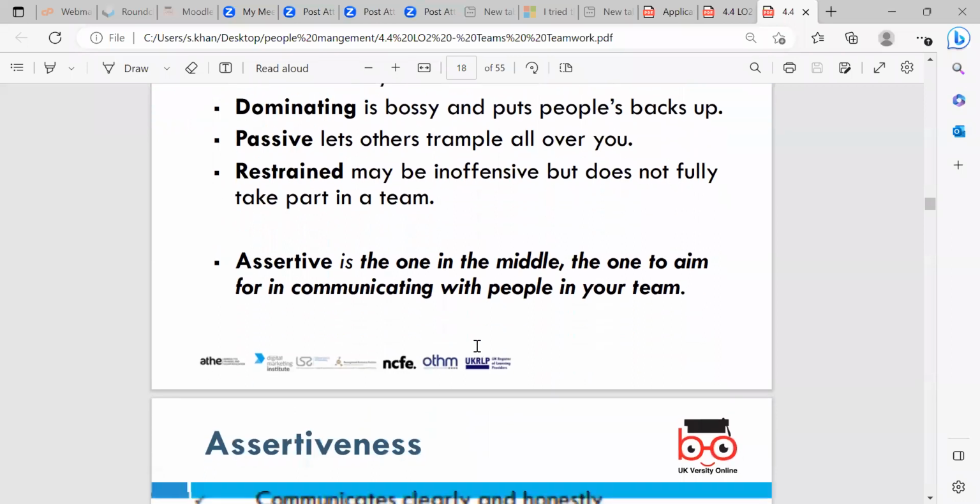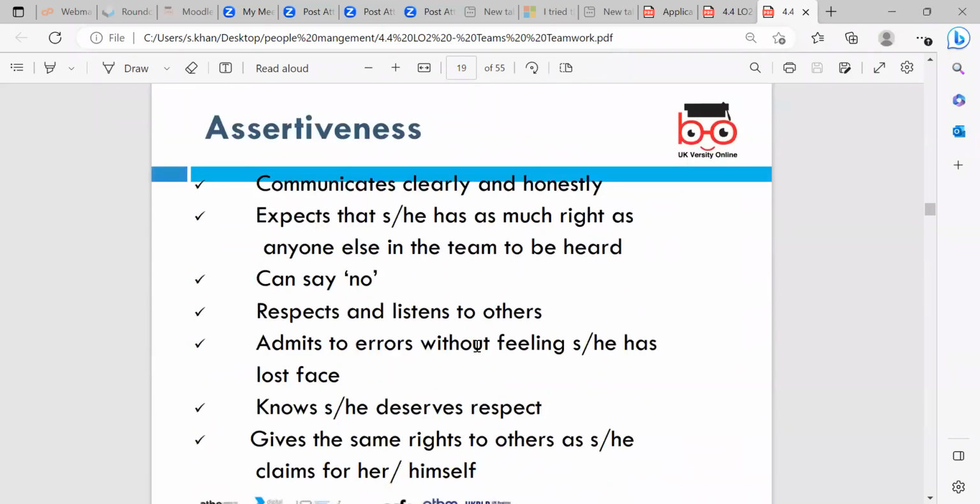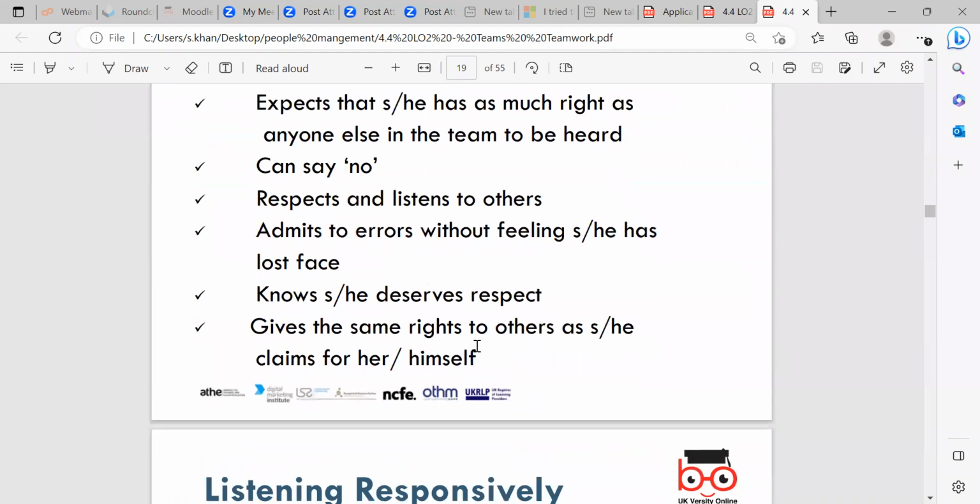Very important, assertive. So assertiveness communicates clearly and honestly. Expects that he has as much right as anyone else in the team to be heard. Can say no. Respects and listens to others. Admits to errors without feeling that he or she has lost face. Knows he or she deserves respect, and gives the same rights to others as he or she claims for himself. So, it's a give and take thing. You expect respect, you should give respect as well, and you should try to admit if you've got anything wrong.